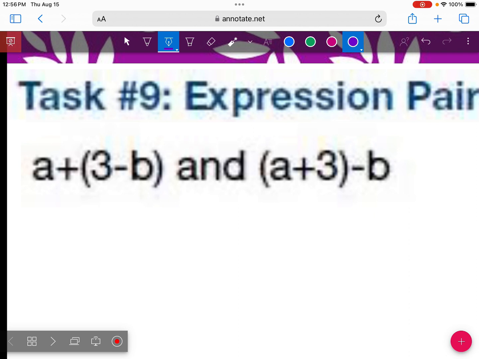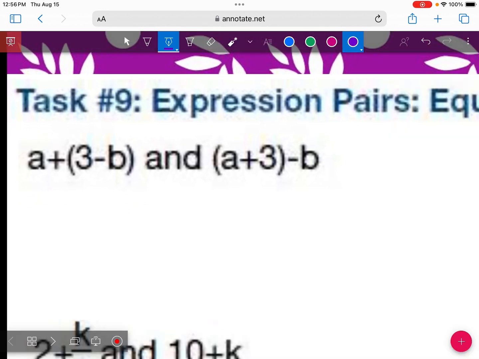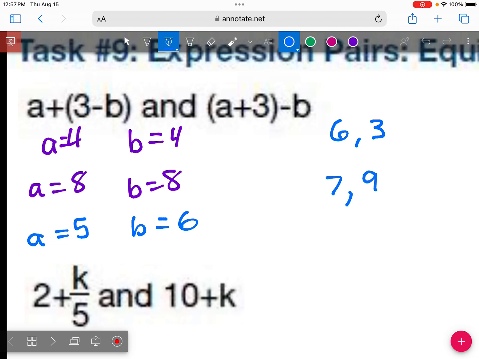What do we see? Are they the same? All right. So what did you use for your A and B? I used 4 for both. And you used 8 for which one? 8 for B, yeah, and you used 4 for the first one. What did you use for A? So 8. Oh, you used 8 for both. Did anybody pick some mismatches? 5 and 6. We did 6 and 3. 7 and 9. Did they match for all of these?